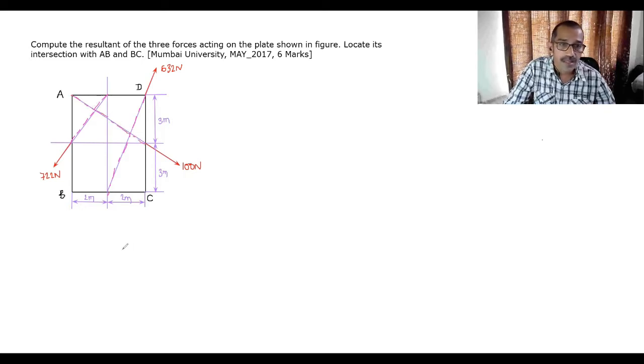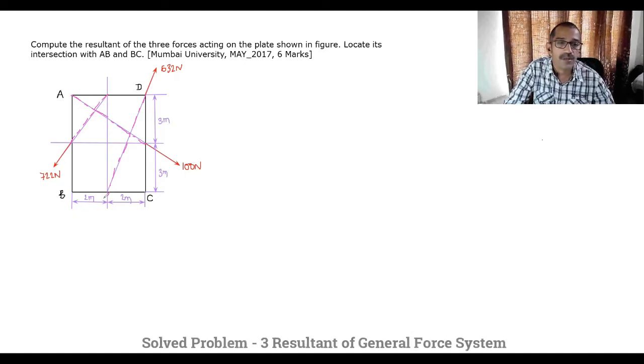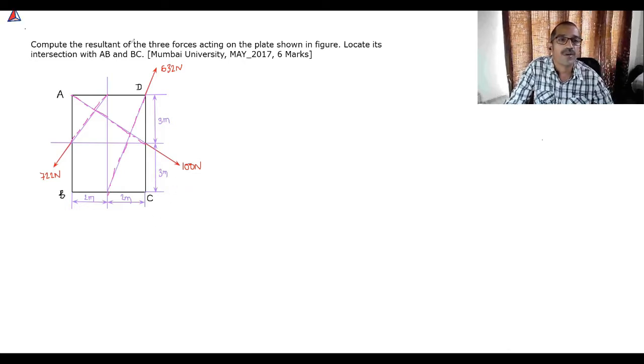That means inclinations are not given but some distances are given. 2 meter, 2 meter means the base of this plate is 4 meter. Height of this plate is 3 plus 3, 6. Is it possible to find out inclinations from these distances? That is important. I'll assume some inclinations here.